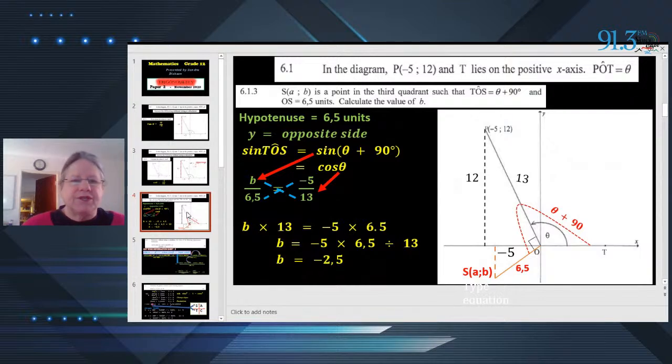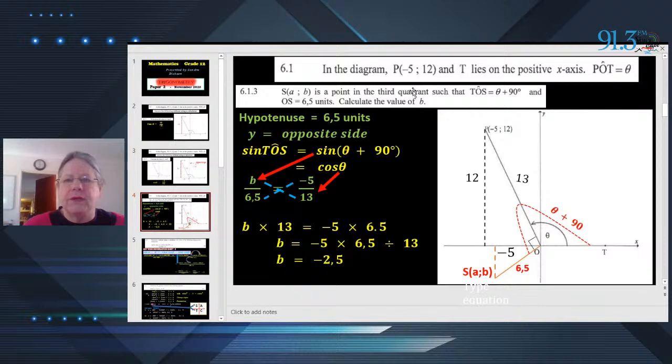Right, the next question, now it gets a little bit more involved. 6.1.3. Now we have a new point, S(A, B). Now we need to find out where this point is. So it says the point is in the 3rd quadrant.